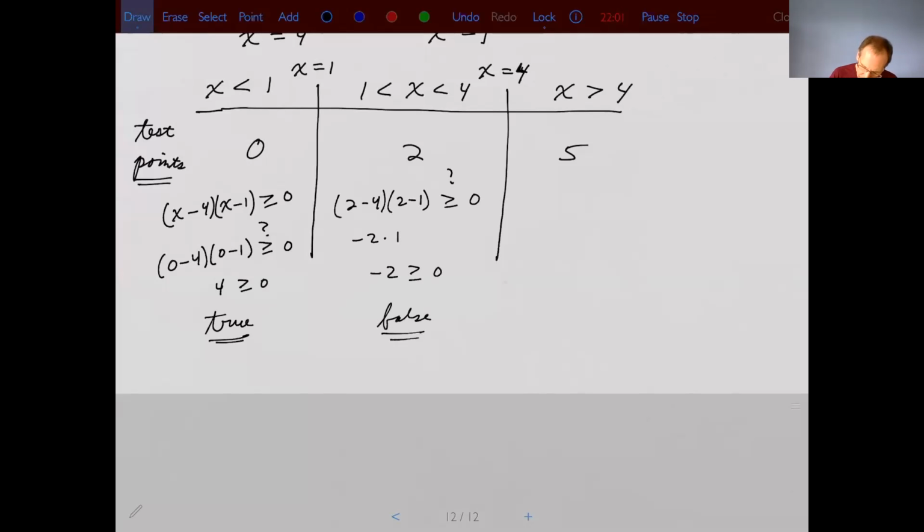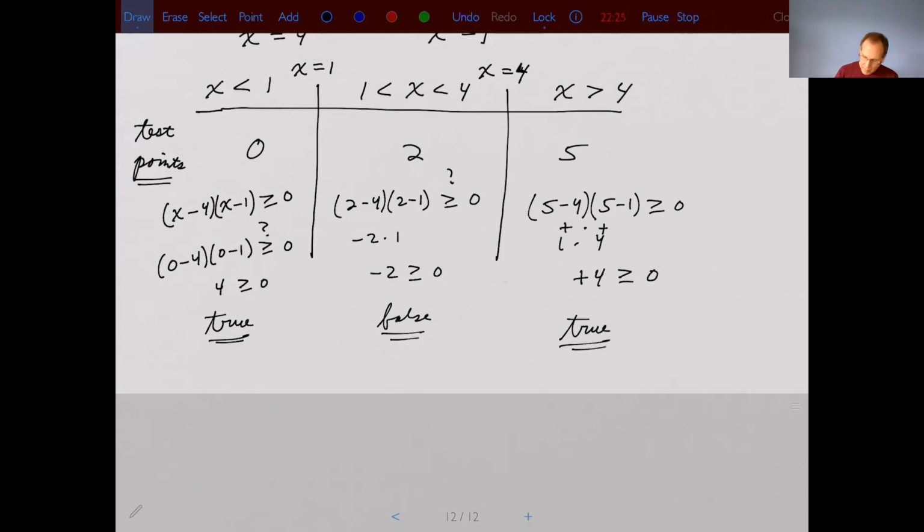And if I plug in 5, I have 5 minus 4 times 5 minus 1. So this is 1 times 4, or you can just think of it as a positive times a positive. So I'm going to get a positive, in this case, a positive 4. That's definitely greater than or equal to 0. So this is true.